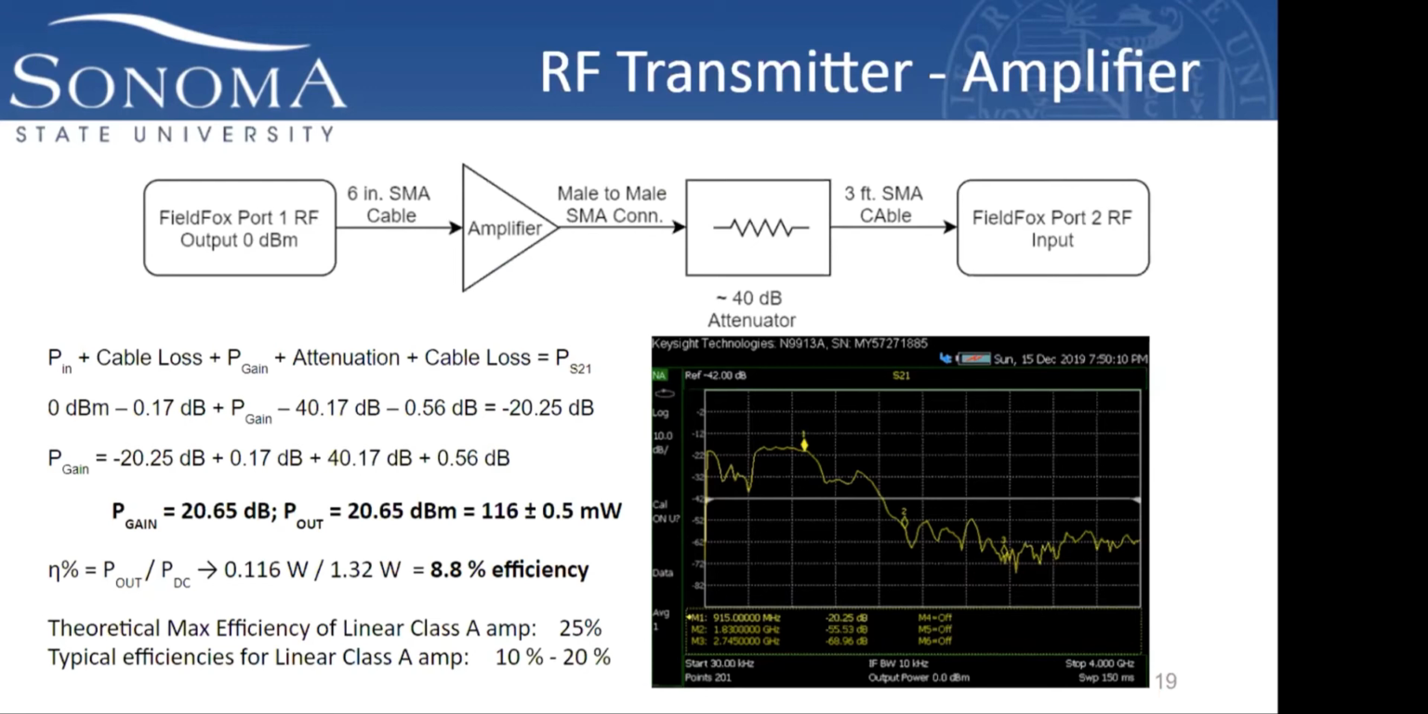We were ultimately transmitting a power of about 116 milliwatts, plus or minus half of a milliwatt due to potential measurement inconsistencies and limitations of the test system. My efficiency calculations say that it operates with about 8.8% efficiency. And according to research, the theoretical maximum efficiency of a Class A linear amplifier is 25%. However, realistically, they are only 10 to 20% efficient. We are below the typical minimum. However, we were satisfied with the result.